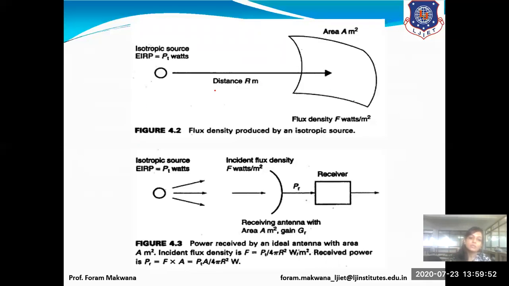So this figure represents the flux density produced by an isotropic source, and the below figure represents the power received by an ideal antenna with an area A. So we can say that this is an isotropic source which radiates power uniformly in all directions, and it is going to be received by the receiver, having a receiving antenna with a gain GR and area A.